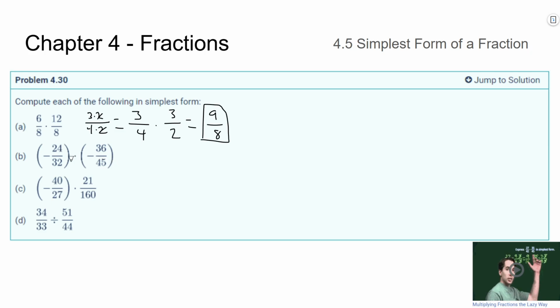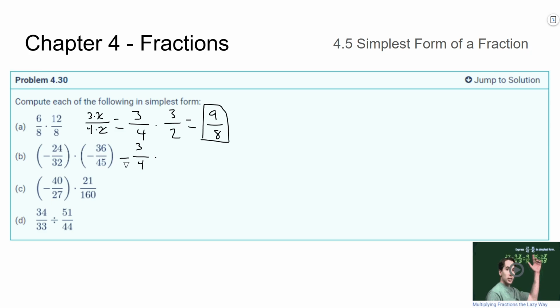Okay, so how about this one here? 24 over 32. So remember, keep it negative, so negative. These are both multiples of 8. I recognize that. 32 is a multiple of 8. 24 is a multiple of 8. So I know 8 times 3 is 24, and 8 times 4 is 32.